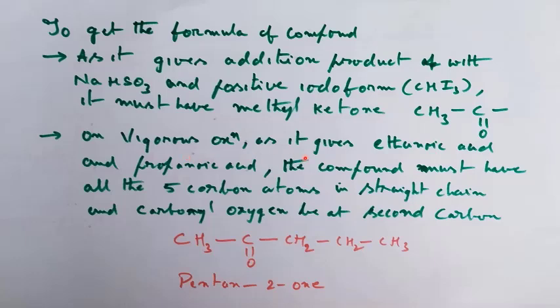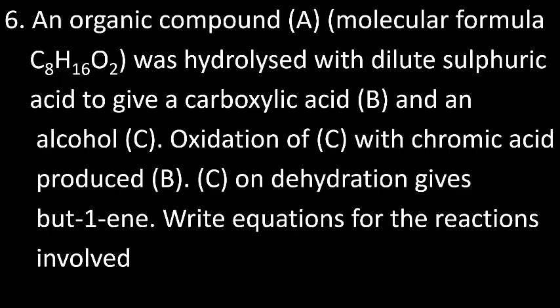On vigorous oxidation, as it gives ethanoic acid and propanoic acid, the compound must have all 5 carbon atoms in a straight chain as shown here, and the carbonyl group is at the second carbon. Therefore, the substance is pentan-2-one. So, in this problem, the original substance is pentan-2-one.